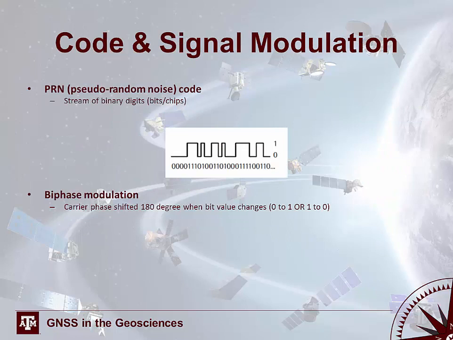So the way the signal is structured is it's actually structured as a PRN, or a pseudo-random noise code. Now, we covered this briefly in previous lectures, but we're going to go into it in a little bit more detail here. So a PRN is actually a stream of binary digits or bits or chips. So it's either 1 or 0. And by modulating that code either on or off, ones or zeros, you can actually create a unique PRN code. So what this is called is biphase modulation. In other words, that carrier phase is shifted 180 degrees when the bit changes. So when you go from 0 to 1 or 1 to 0, you're shifting that phase.